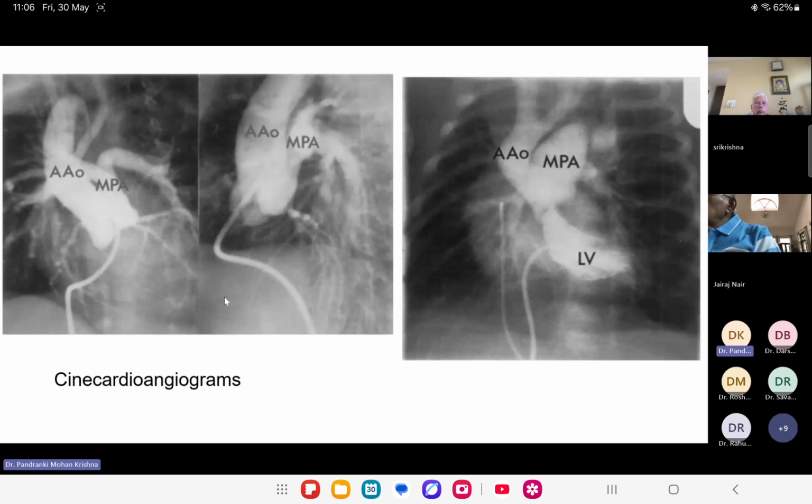These are the cine cardiac angiograms which show type 1 truncus from the AP view and the lateral view in both these things, and then this is interrupted aortic arch being seen in cine cardiac view.